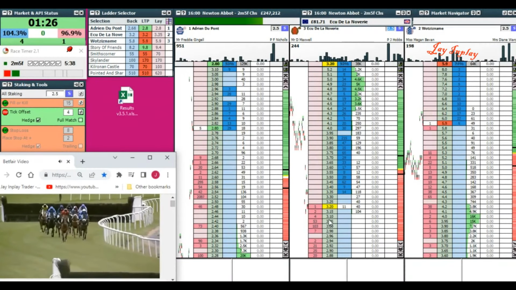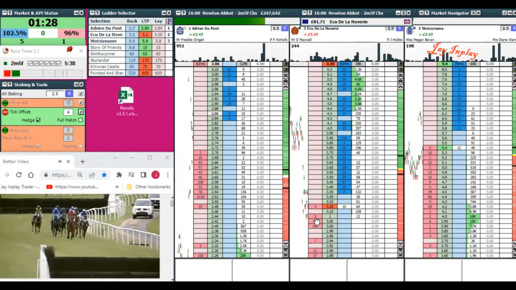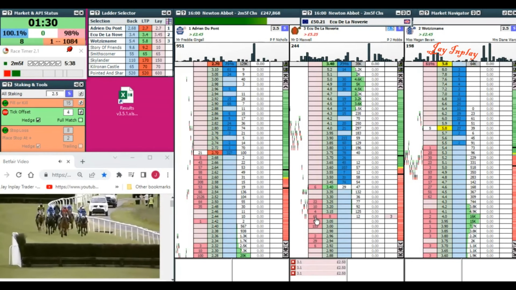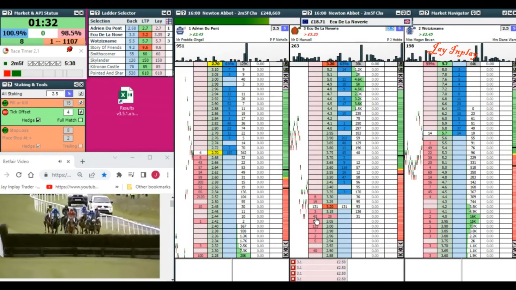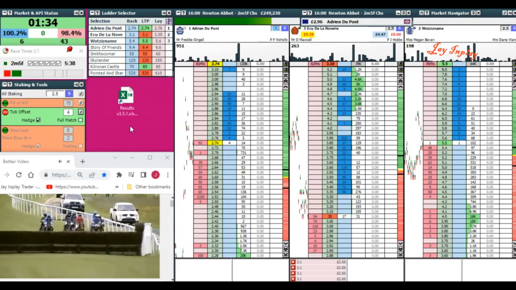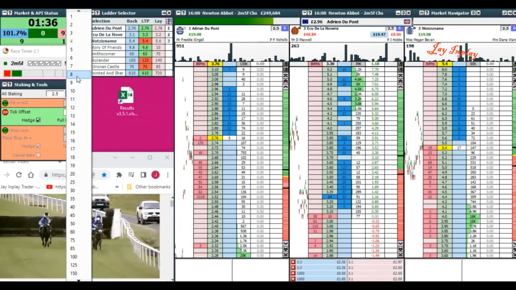That's a bit of an overreaction, isn't it? Let's get in there. Squeeze him along on the run away from that fence. It's got to be an overreaction, that, isn't it? It's too early in the race. Look at the Racetimer. Let's go 8-6 on that.